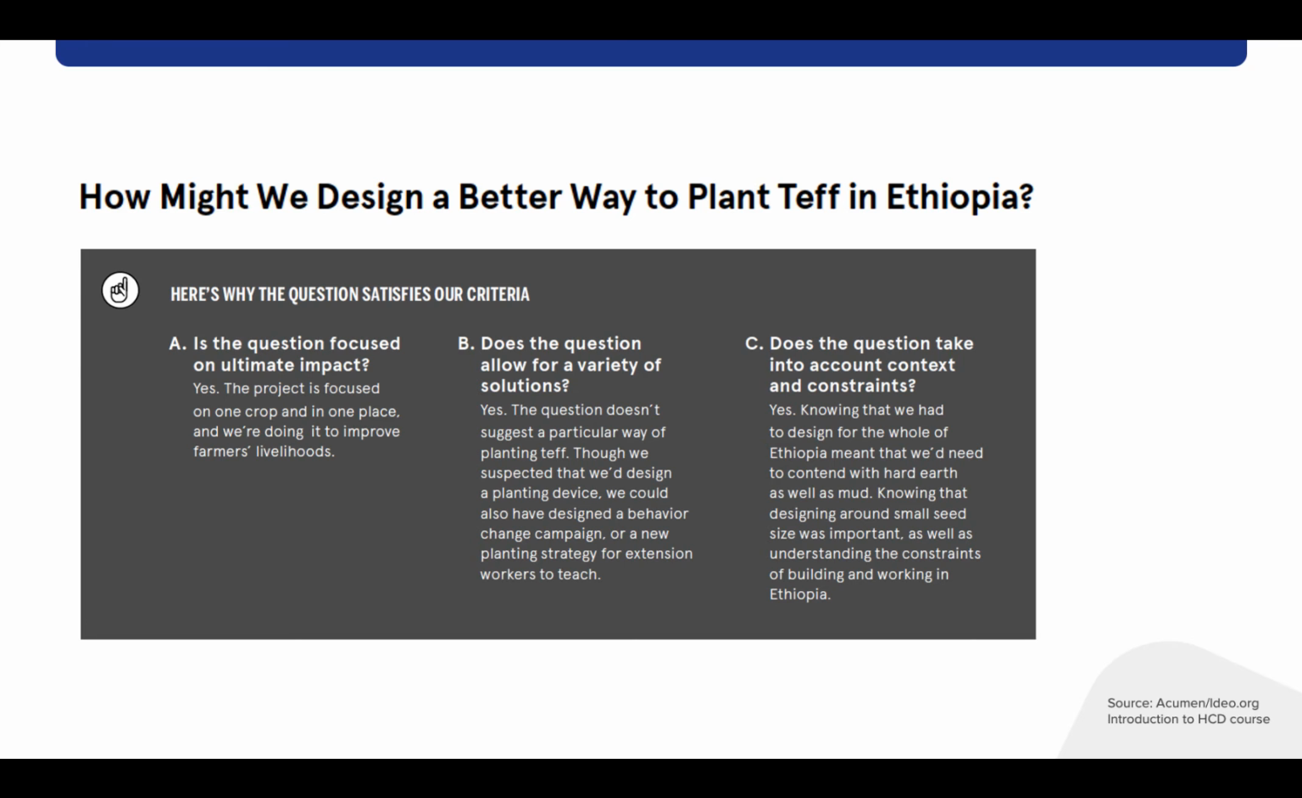Yes, it does. Because knowing that we had to design for the whole of Ethiopia meant that we would need to contend with hard earth as well as mud. But knowing that we are designing around small seed size, that gives us some constraints of how we are approaching this project.